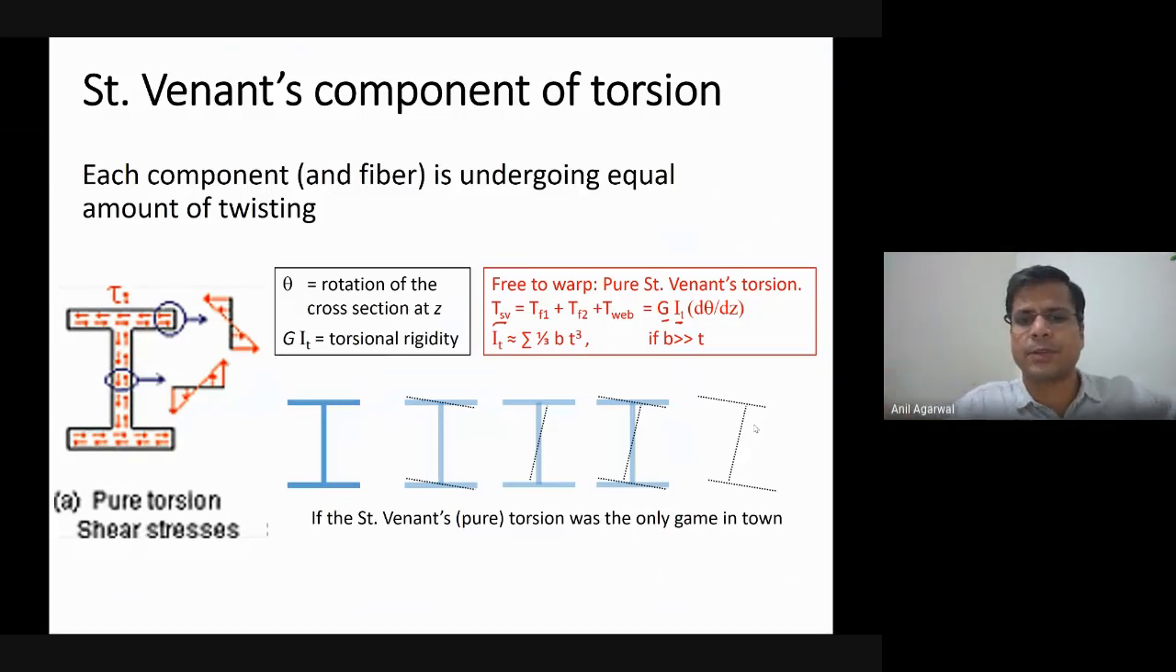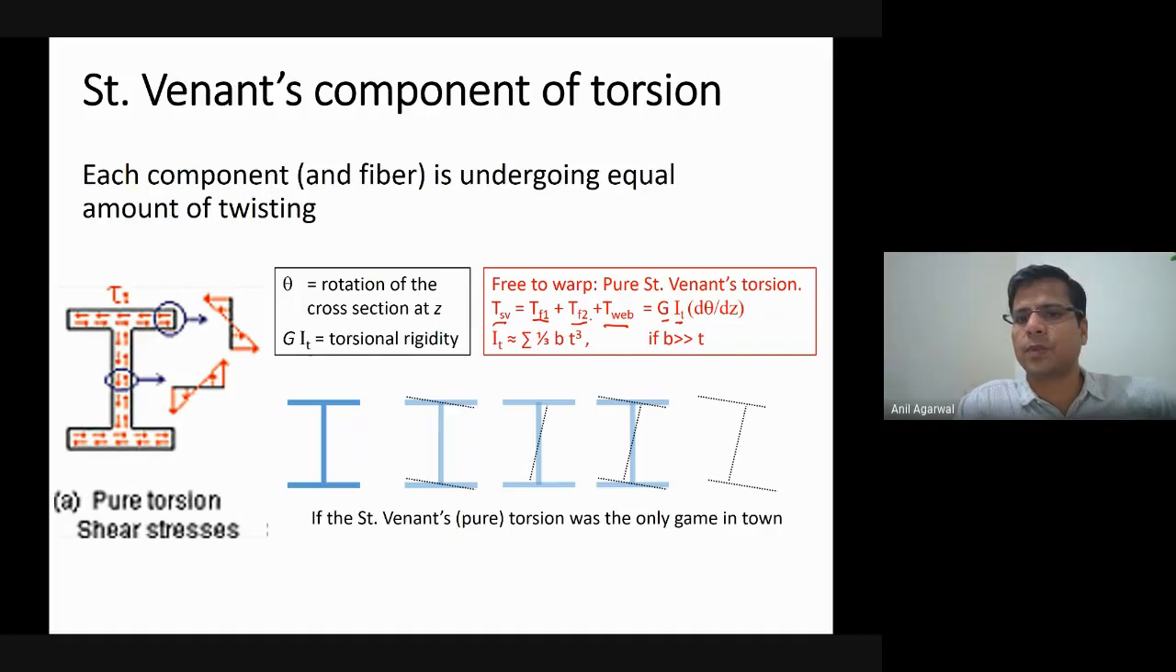Okay. Yeah, I'll repeat. So the Saint-Venant torsion is basically twisting of individual components, individual elements. So the Saint-Venant torsion resistance of the entire cross section will be equal to TF1, that is first flange torsion, second flange torsion, and the web torsion. Each one of them has to be twisted, and whatever torque is required to twist them, the summation of all these torques will be the torque resisted by the entire cross section.